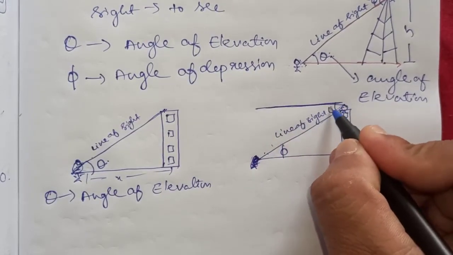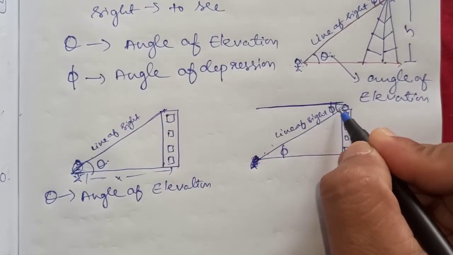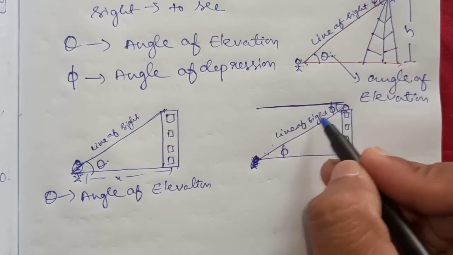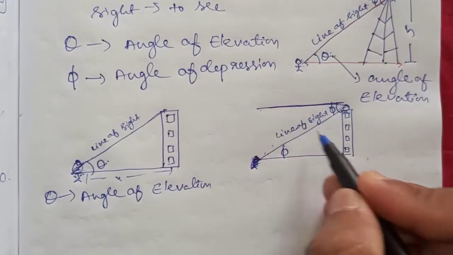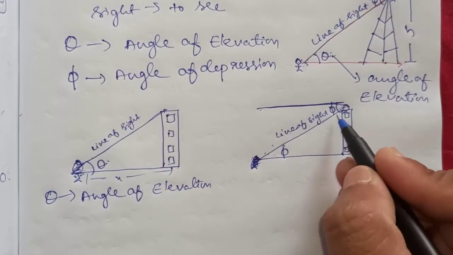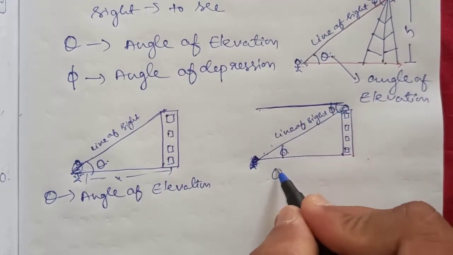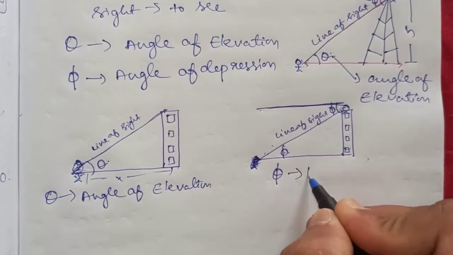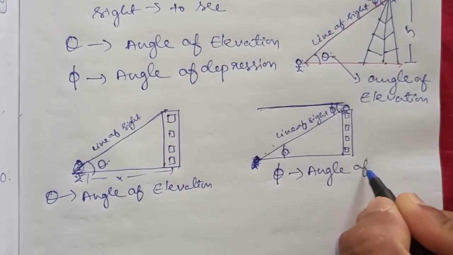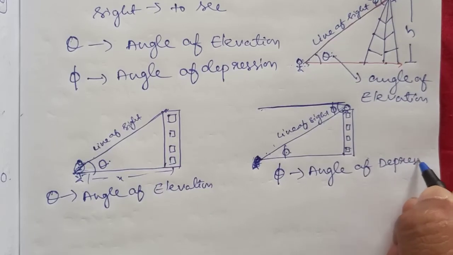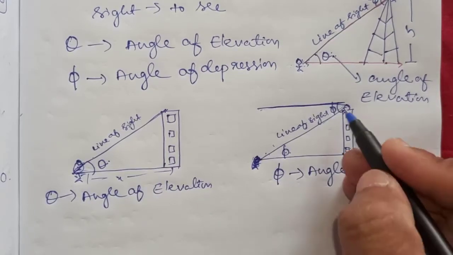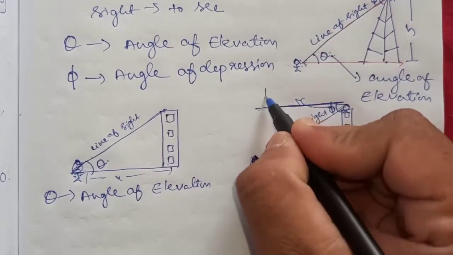So this angle is phi. Now you have studied the Z shape in your 9th class. Z shape is what? Alternate interior angles. So this angle is also equal to this angle. So both the angles you can take as the angle of depression. Actually this is the angle of depression.